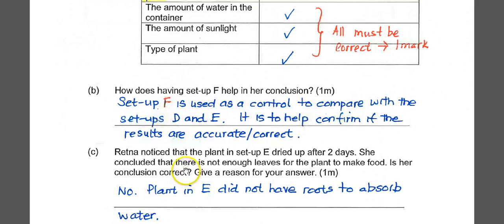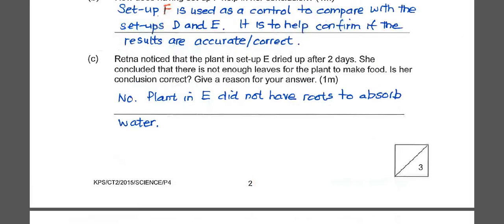Is her conclusion correct? No, her conclusion is not correct. It is not because of the leaves, not enough leaves to make food, but it's because there is no root, or enough root to help the water to absorb. So the plant in E did not have roots to absorb water. That is the reason, but not because it has enough leaves or not enough leaves affecting the water level. These are just simple answers like this, and we can continue to talk about it in clearer form sometimes during other lessons.